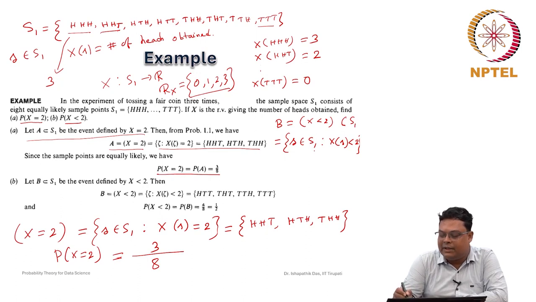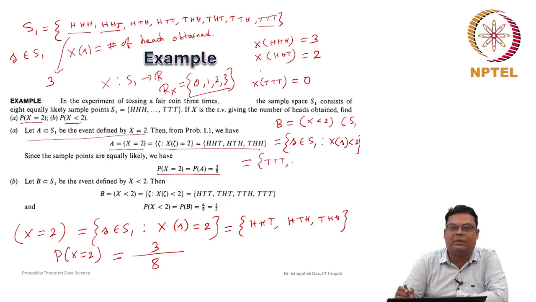Now we want to find all s belonging to S1 such that X(s) is less than 2. That means the values it can take are less than 2, which may be 0 and 1. Corresponding to 0, X(s) is equal to 0, only one value. And 1 also we can consider, number of heads is 1. So it is TTH, only one head, THT also, and HTT. Any other point has more than 1 head. That is why this is 4, because it is 4 elements.